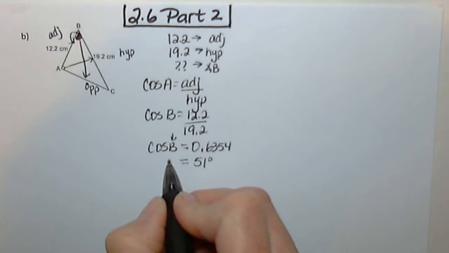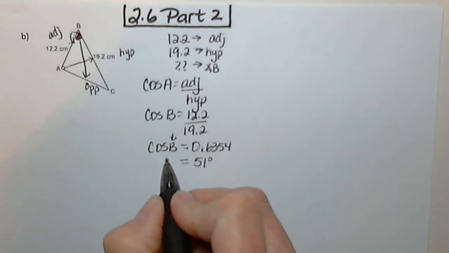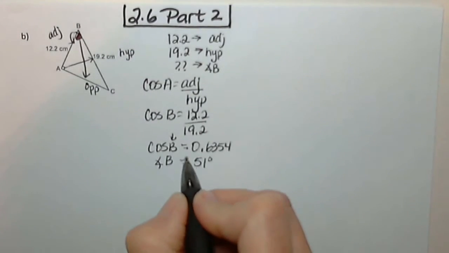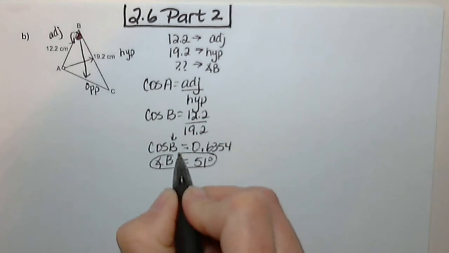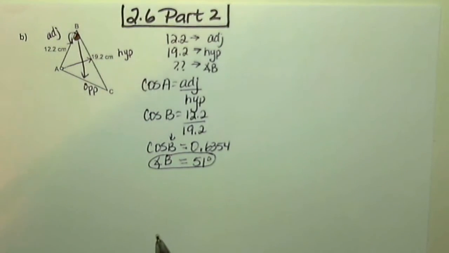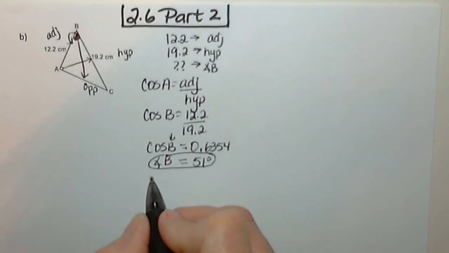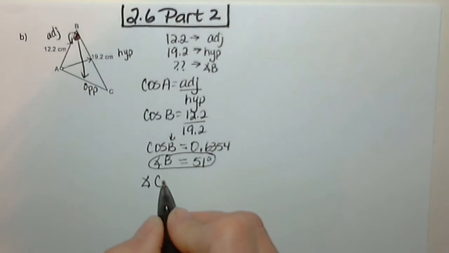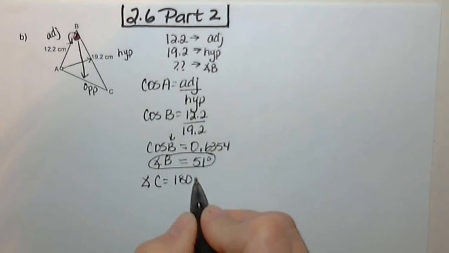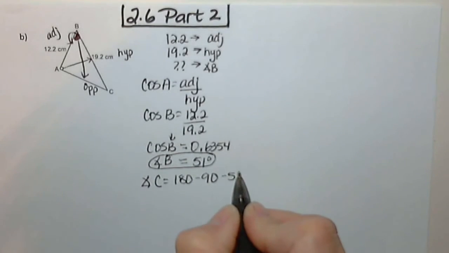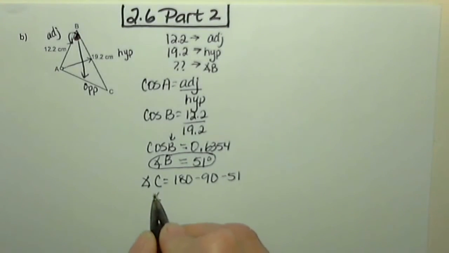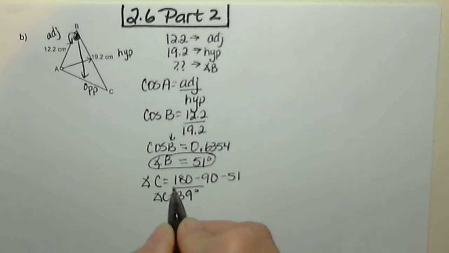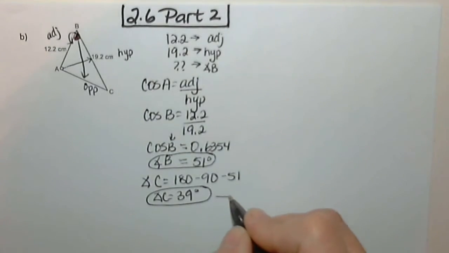Keep in mind that once you hit the cosine button in your calculator, you no longer write the word cosine down, and instead you write B, and because it's angle B, I'm going to specify that. That's how big angle B is. Now, let's find angle C using our 180 degree rule. Yes, it is angle C. Angle C is going to be equal to 180 minus 90 minus 51, and angle C is going to be 39 degrees. And again, I circle that so that I know I have it.